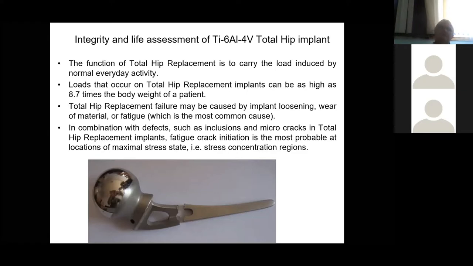There are some data in literature which are quite reliable to be used. And of course, this is conservative approach once again. Failures are often caused by implant loosening, wear of material. Those are more or less in a brittle fracture manner. But fatigue is the most common case, and we will focus our attention especially to fatigue.